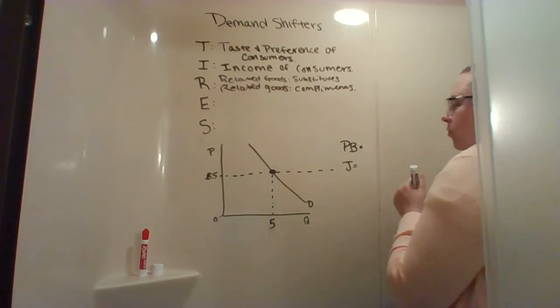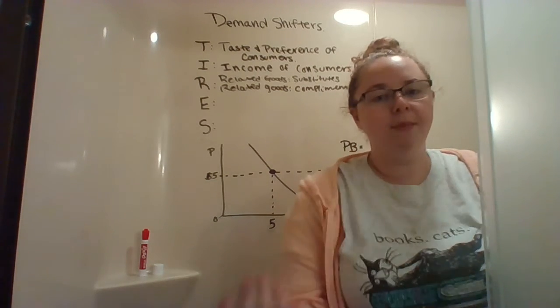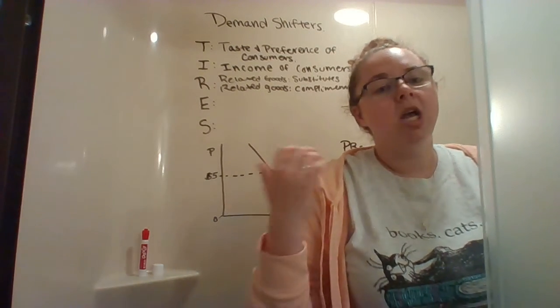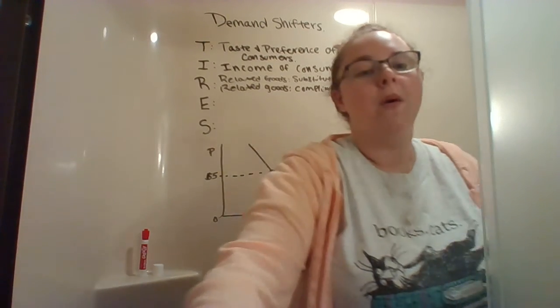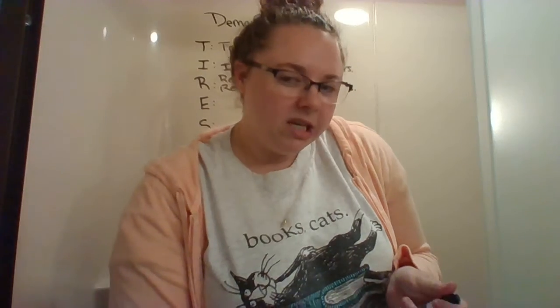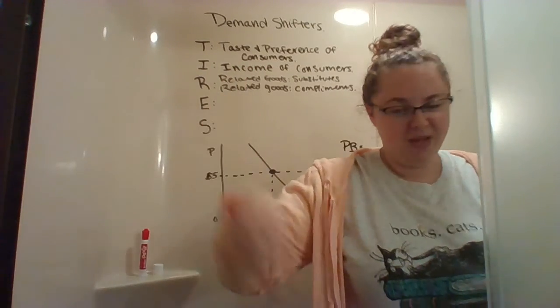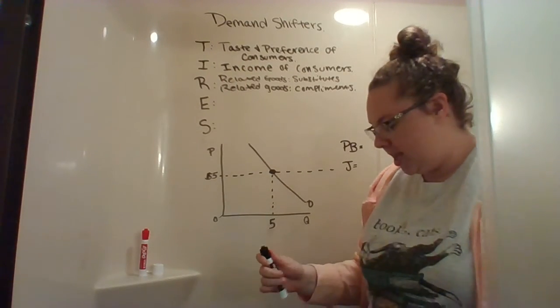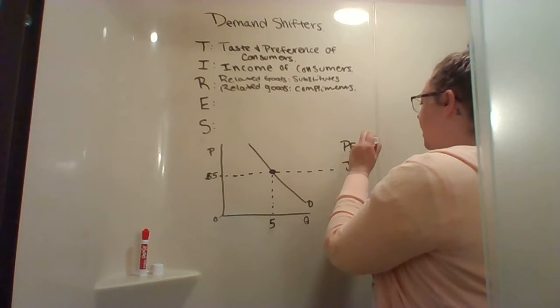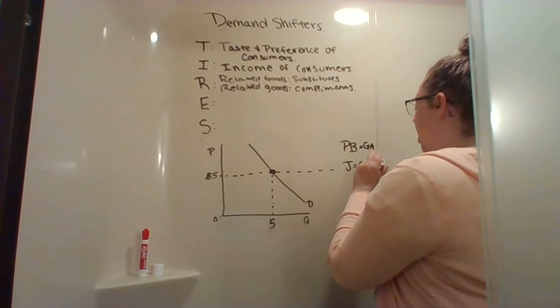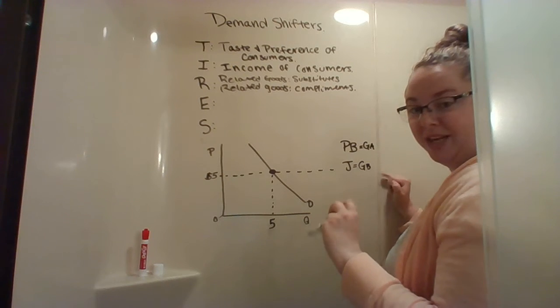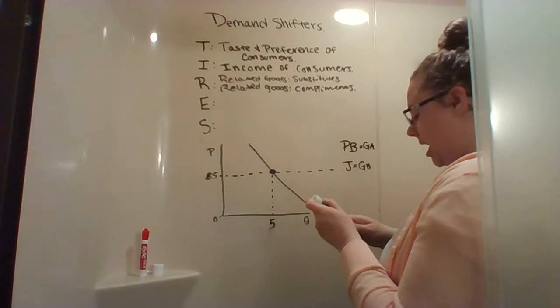So, peanut butter and jelly are complements for one another. This is where it gets a little confusing. Bear with me, okay? Let's say this is good A and this is good B, okay? I'm sorry, I have to do good A and good B, GA, GB, okay?